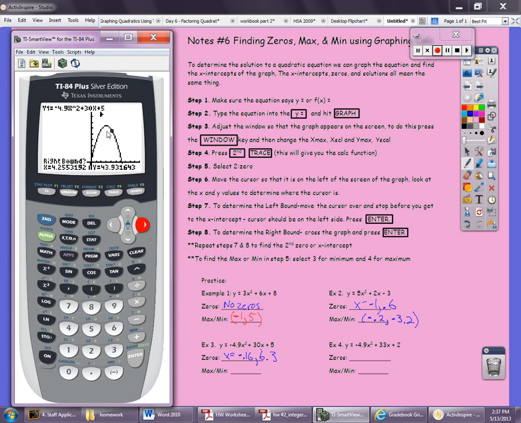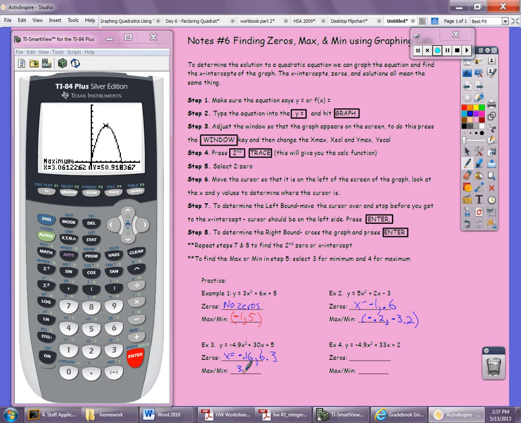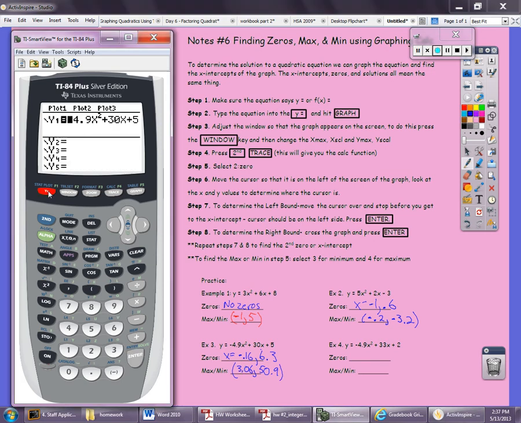Notice my graph is now on the right side of it. Here's the top, it's on the right side. I hit enter for right bound. Guess, I hit enter. It gives me our maximum of 3.06 and 50.9. So 3.06, 50.9.